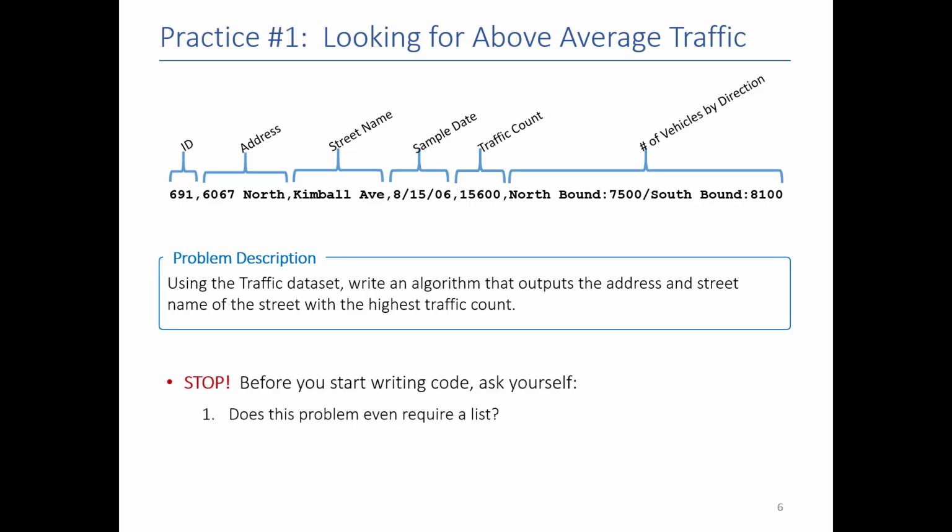Okay. So first thing you should always ask yourself, do you need a list? Did you need a list in order to find the biggest value? And the answer to that is no, right? We were able to do this back when we were doing loops. We were actually able to just look at every value and say, well, this is the biggest one. The only real trick here is that in addition to keeping track of the biggest number, you also have to keep track of the address and street name so you can print it out. So no list is even required. We can do this strictly just by having some variables that track what is the biggest traffic count we've seen so far and what is the address and street name associated with it.